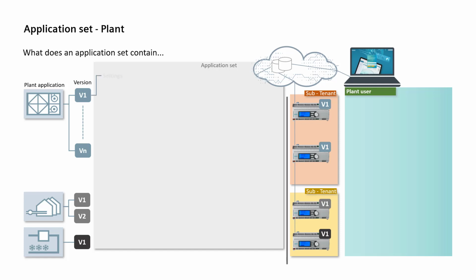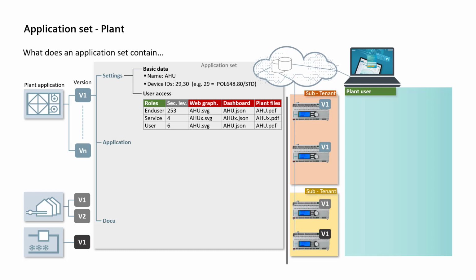An application set is organized into three parts: the settings, the applications, and the documentation. The settings consist of the application name, and the device IDs, and the user access table that consists of user roles, security access level, web, dashboard, and plant files.